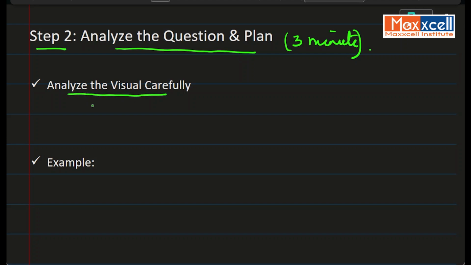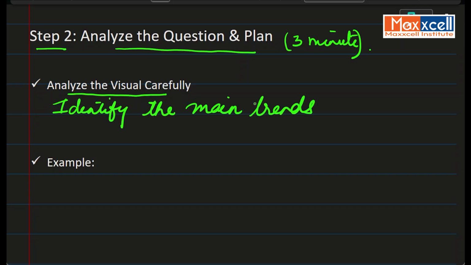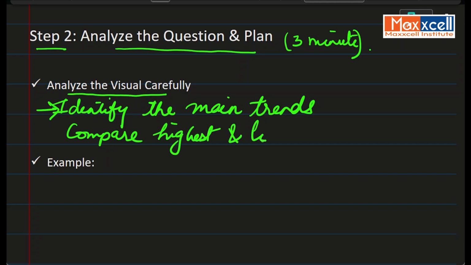Okay, so this is something you need to do. Now here what you have to do is identify the main trends. So first, identify the main trends. Okay, so this is something which you need to do. Then compare. So after that what you need to do is compare the highest and lowest points. So compare the highest and the lowest.